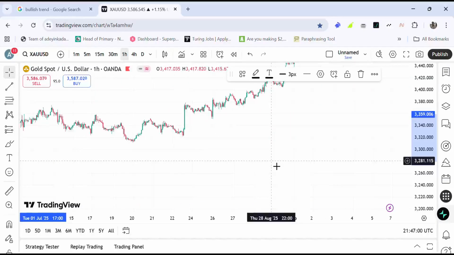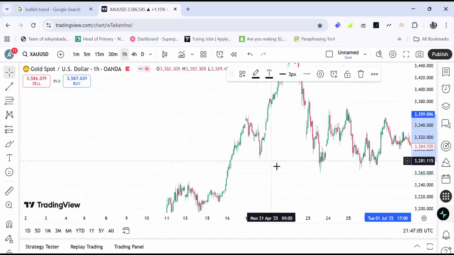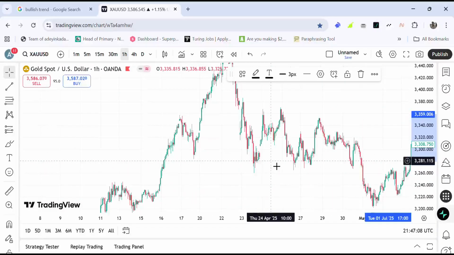I just want to look for a very clear ranging pattern.